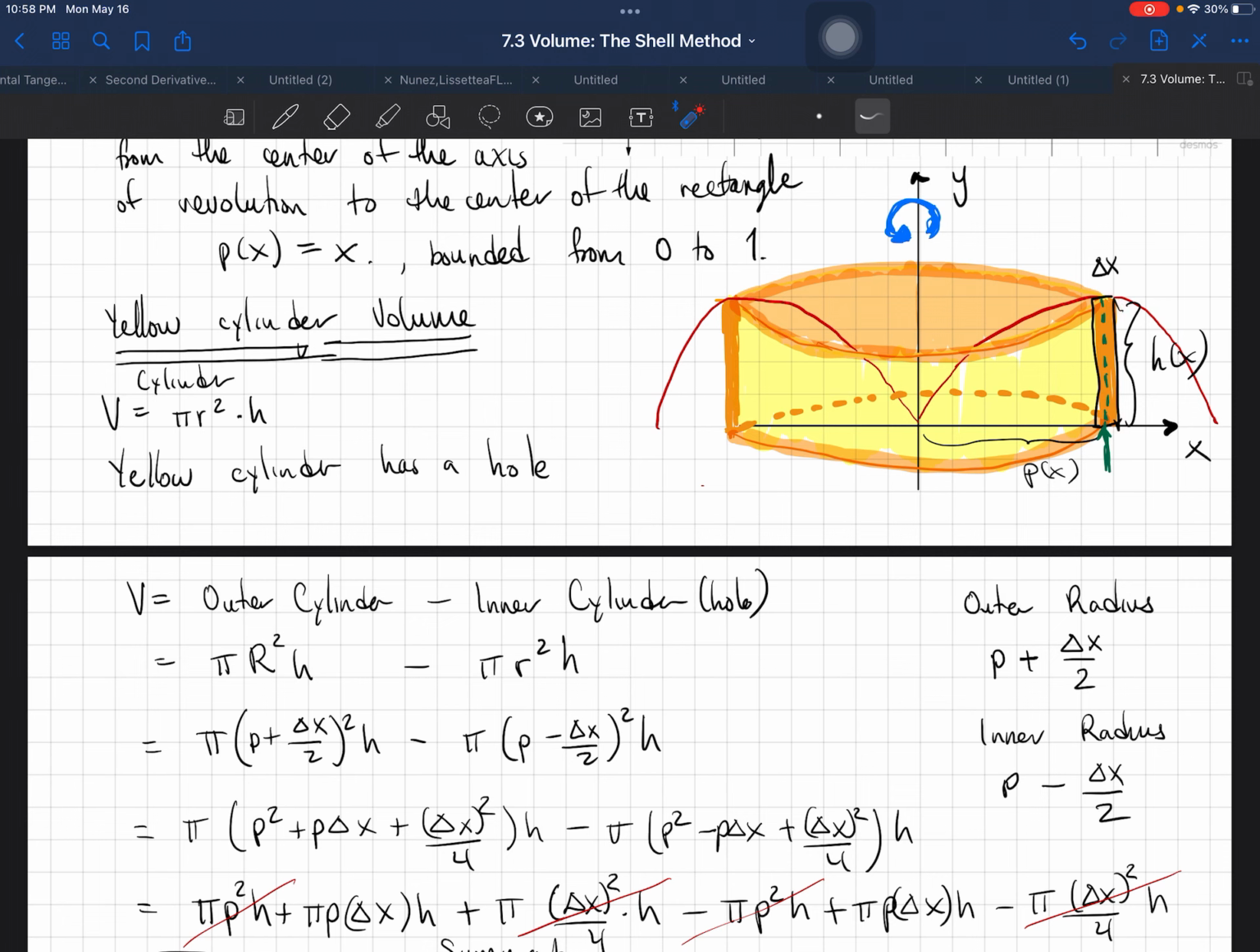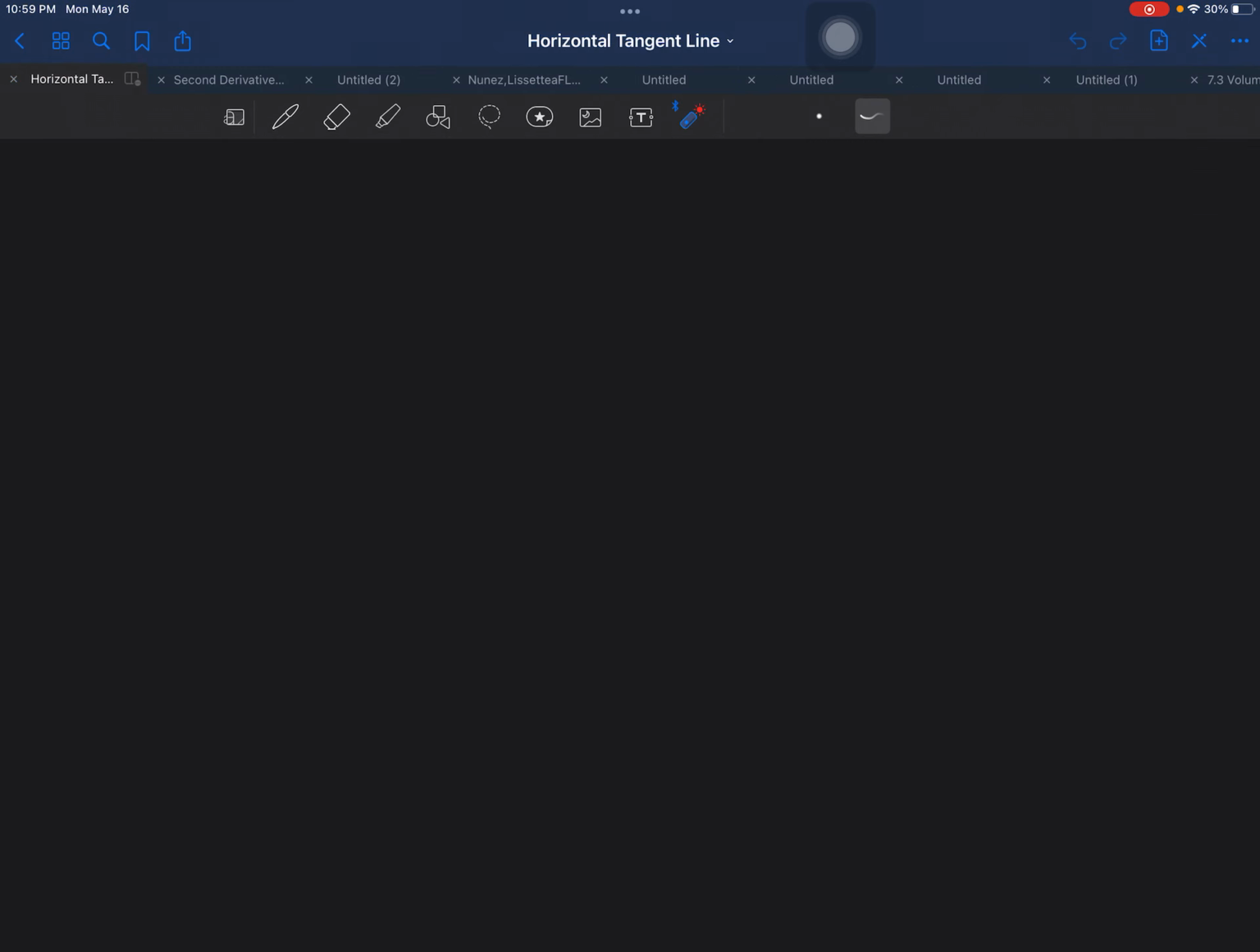Since we're talking about radius, let's talk about the inner radius. What's the inner radius of this shell? If you look at this rectangle, that would be this side. So p is in the middle, and to get to the left side you have to subtract delta x over 2, half of the width of this rectangle. That gives you the inner radius. So we've got everything we need.